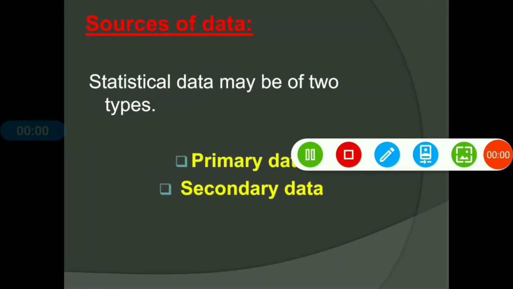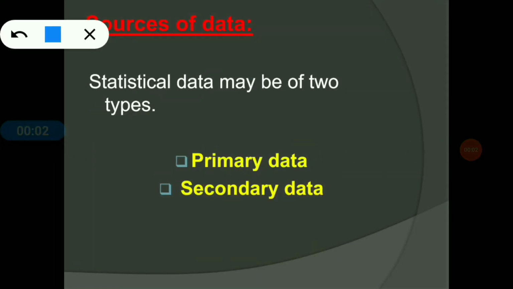So here this is a slide for sources of data. We all know that statistical data can be classified as two types. The first one is primary data and the second one is secondary data. We have already discussed what we mean by primary data and what the various methods of collecting primary data are. But today we will discuss briefly the second one, that is the secondary data. So now move on to the next slide.